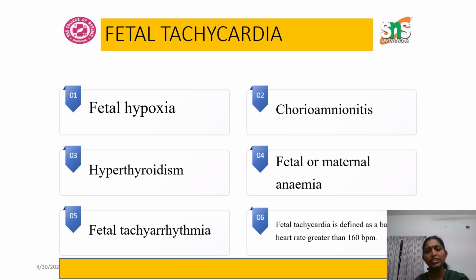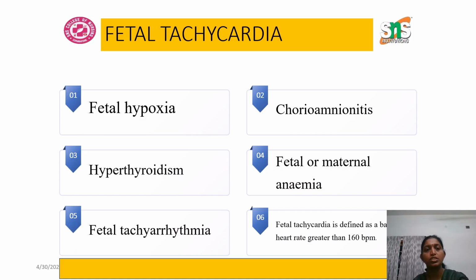Next, move on to any variation that is happening in the baseline fetal heart rate. It is termed as a fetal tachycardia and a fetal bradycardia. Fetal tachycardia means the baseline fetal heart rate is increasing more than 160 beats per minute. It is indicating the fetal tachycardia. There are many reasons for the development of fetal tachycardia. And the first one is fetal hypoxia.